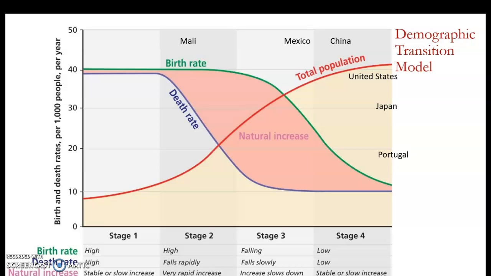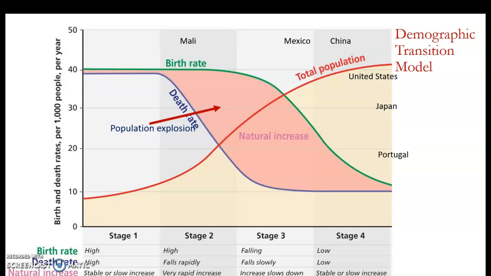In stage 2, and you'll notice that at the top of the model, I included some countries that we'll also visit during our look at population pyramids. In stage 2, you see Mali. Mali is characterized by high birth rate and rapidly falling death rate. Mali today is going through what's known as a population explosion. What's going on in a country like Mali and other stage 2 countries is that they're starting to transition from agriculture to early industry. So we're seeing that economic shift.